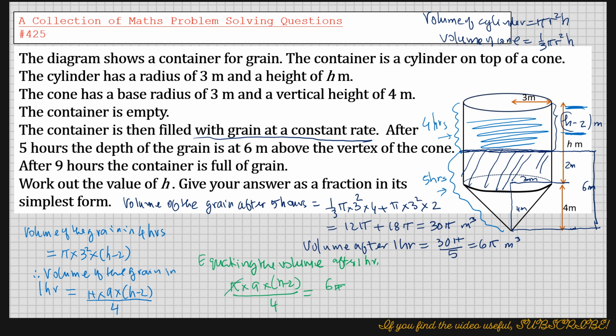So the pi gets cancelled out. 3 times 3 is 9 and 3 times 2 is 6. So we can write 3h minus 6 equals 8. 3h equals 14, and therefore h equals 14 over 3. So that is the answer. The height is 14 over 3, which as a fraction is in its simplest form.